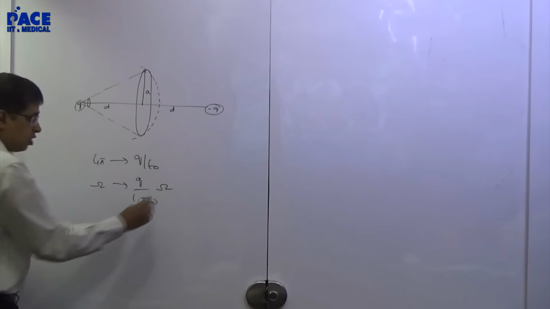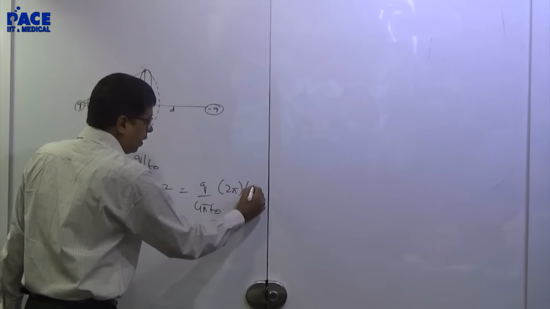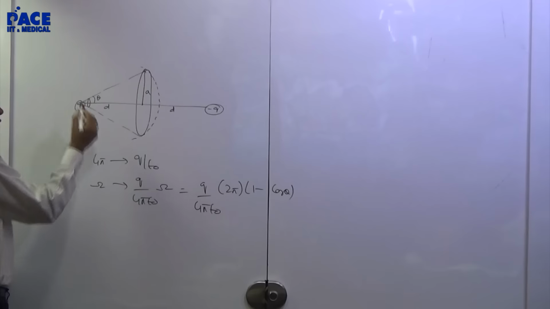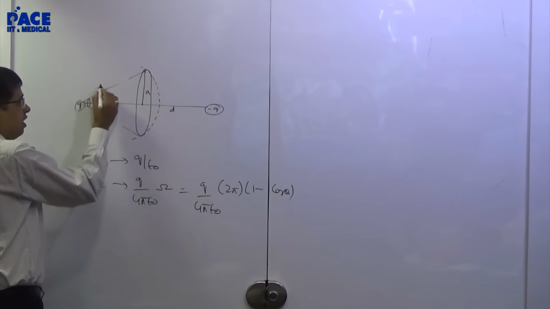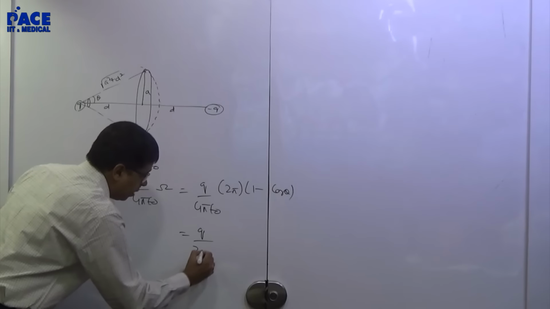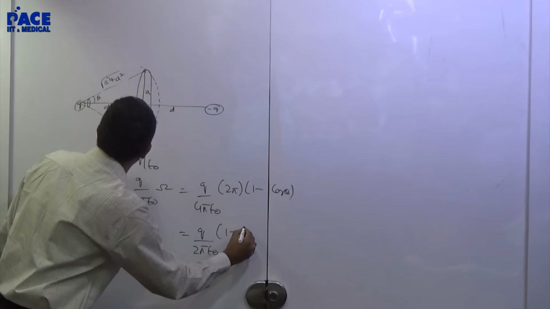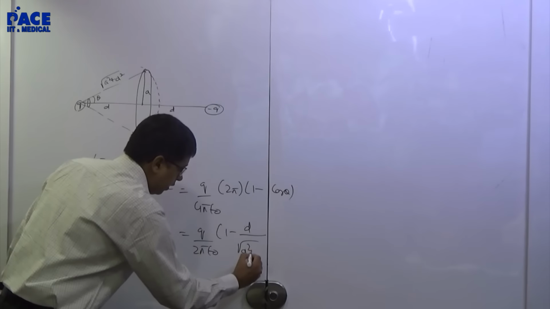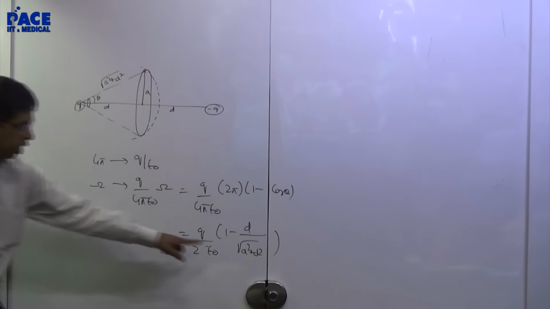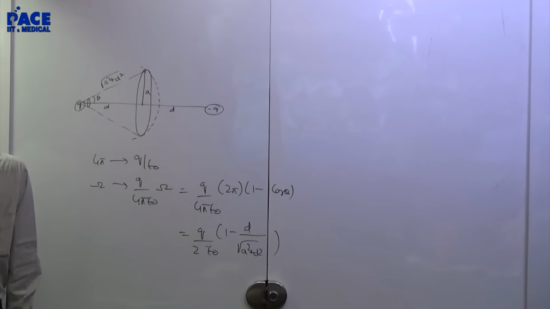Do you know the value of the solid angle? Q by 4 pi epsilon naught into 2 pi into 1 minus cos theta. The cos theta value is known to you. A is given, D is given: cos theta is D by under root A square plus D square. This will be Q by 2 epsilon naught into 1 minus D by under root A square plus D square.